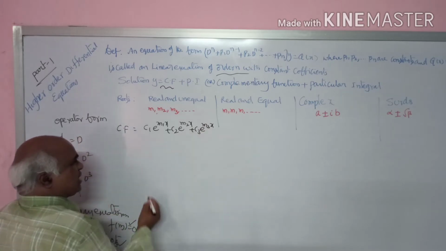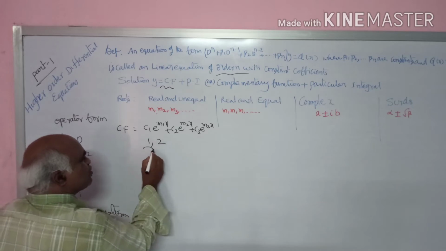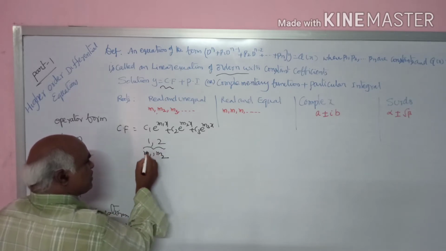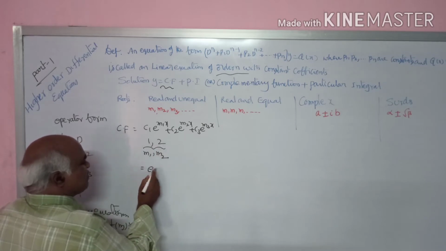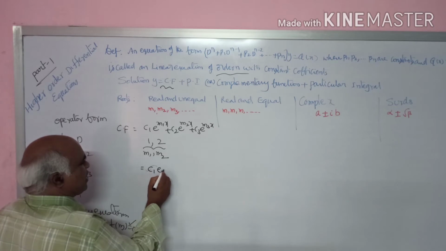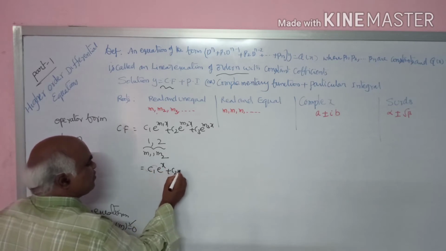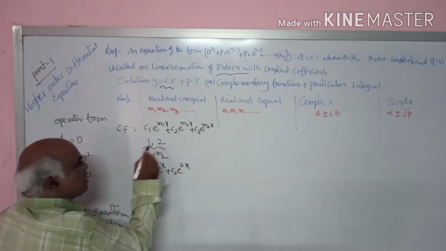We can see an example. If the roots are 1, 2, two roots are there, therefore m1 is 1 and m2 is 2. Therefore the complementary function is c1 e to the power of x, plus c2 e to the power of 2x.